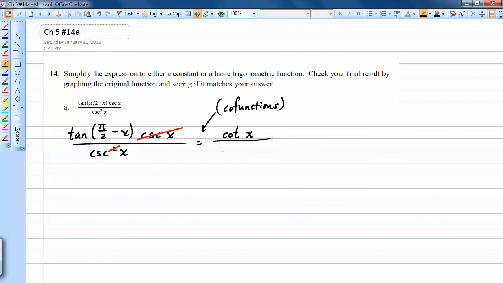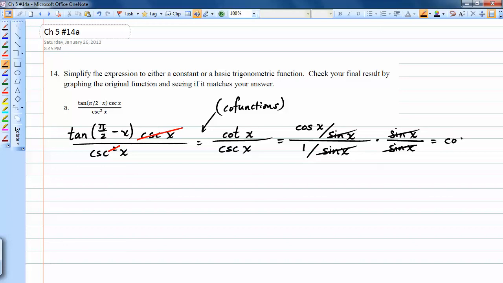And then this is over cosecant x. At this point, I'm not good at working with the three rarer trigonometric functions, so the strategy is to switch everything to sines and cosines and see what happens. Cotangent is the same as cosine x over sine x. Cosecant x is 1 over sine x. Since I'm dividing both the top and the bottom by sine x, you can either cancel them, or multiply the top and the bottom by sine x. Then this cancels with this, and that one cancels with that, and now we're just left with cosine x.